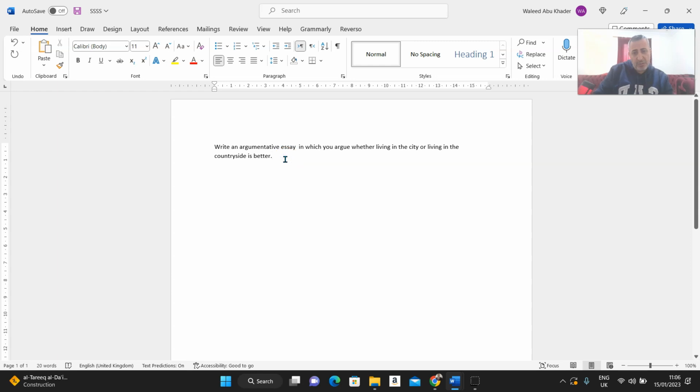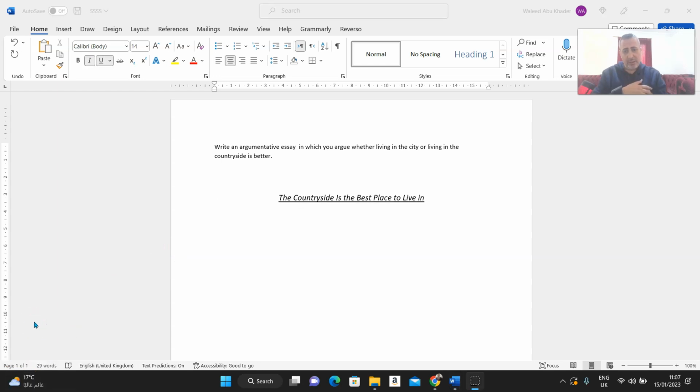Fine. Now, I must read the directions very well. And of course, if you prefer living in the city, you can write that. You can say that living in the city is better. And if you prefer living in the countryside, you can say that. So you are free to choose whatever you want. Now, to me, I prefer living in the countryside. Okay? I will create a title of my own.